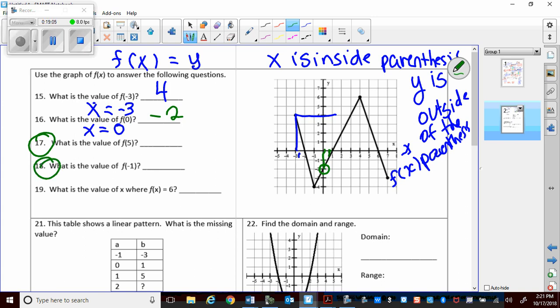19, it says, what is the value of x where f of x equals 6? Is this an x value or a y value? This is y. It's outside of parentheses, so y equals 6. So I'm going to go up the y-axis to 6. Here's my y-axis. 1, 2, 3, 4, 5, 6. And I go over to the curve and find my x value. It's 4.